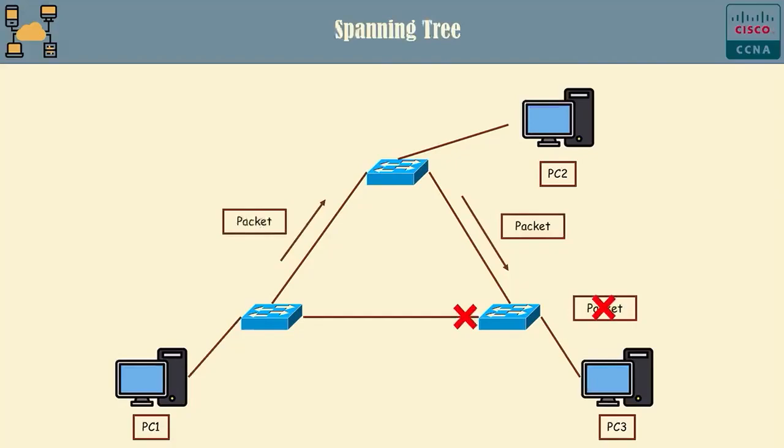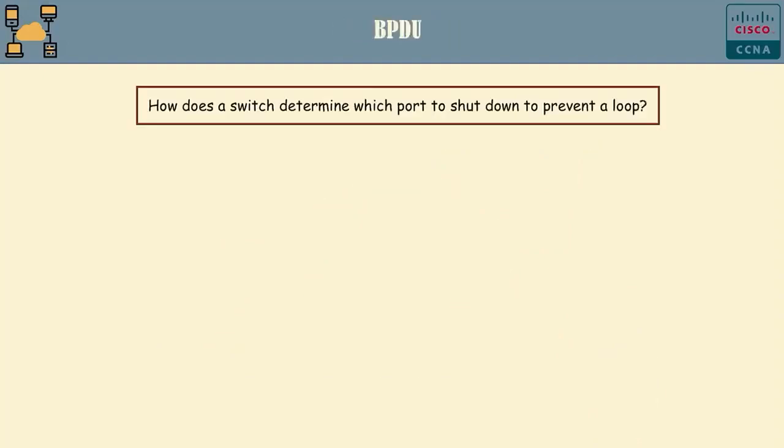In practice, spanning tree protocol is rarely operated exactly like this diagram anymore. In theory, it works fine with this diagram, but in practice, it often causes problems. How does a switch determine which port to shut down to prevent a loop?